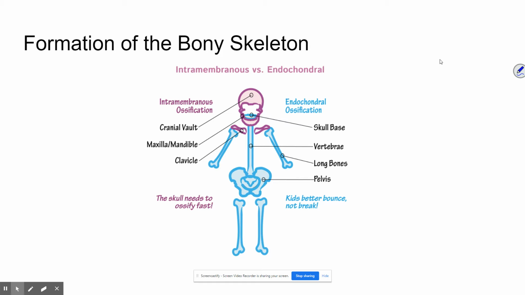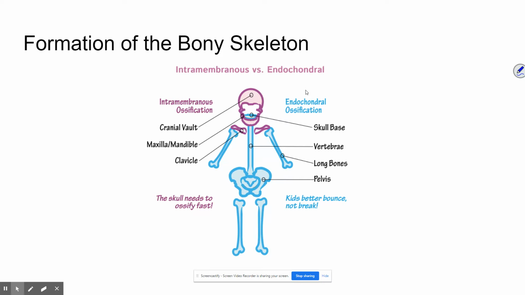There are two kinds of ossification. There's endochondral ossification, which you see here. Endochondral means inside the cartilage. Bone develops by replacing hyaline cartilage. The resulting bone is called endochondral bone, which is what you see in this picture here. Most of our bones are endochondral bones.